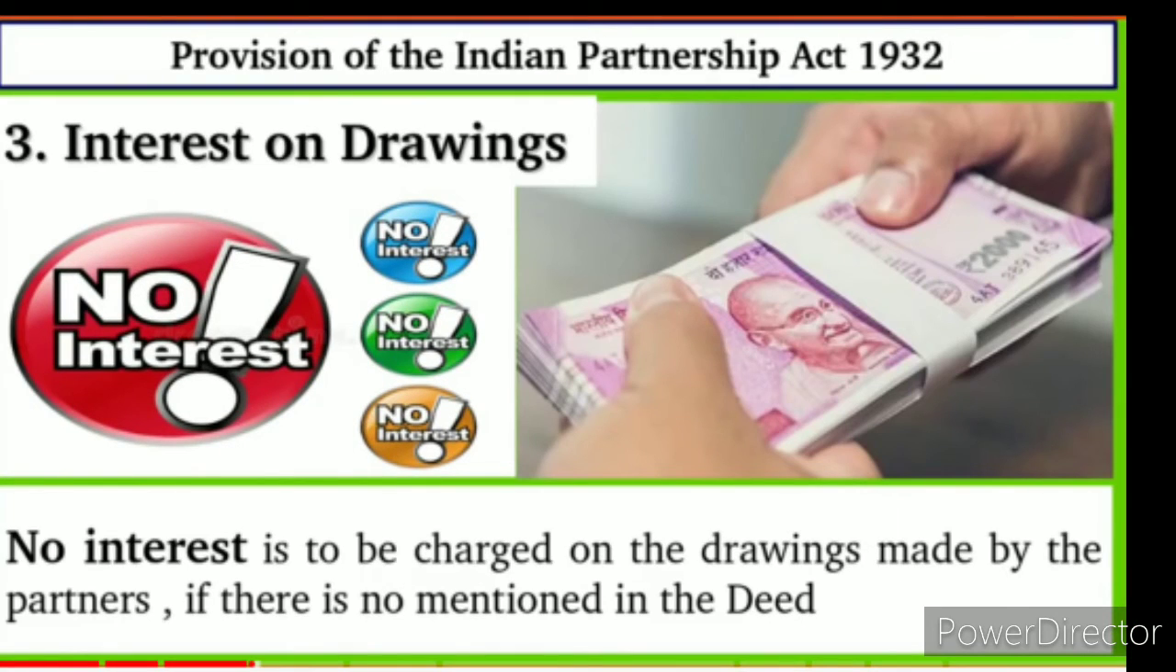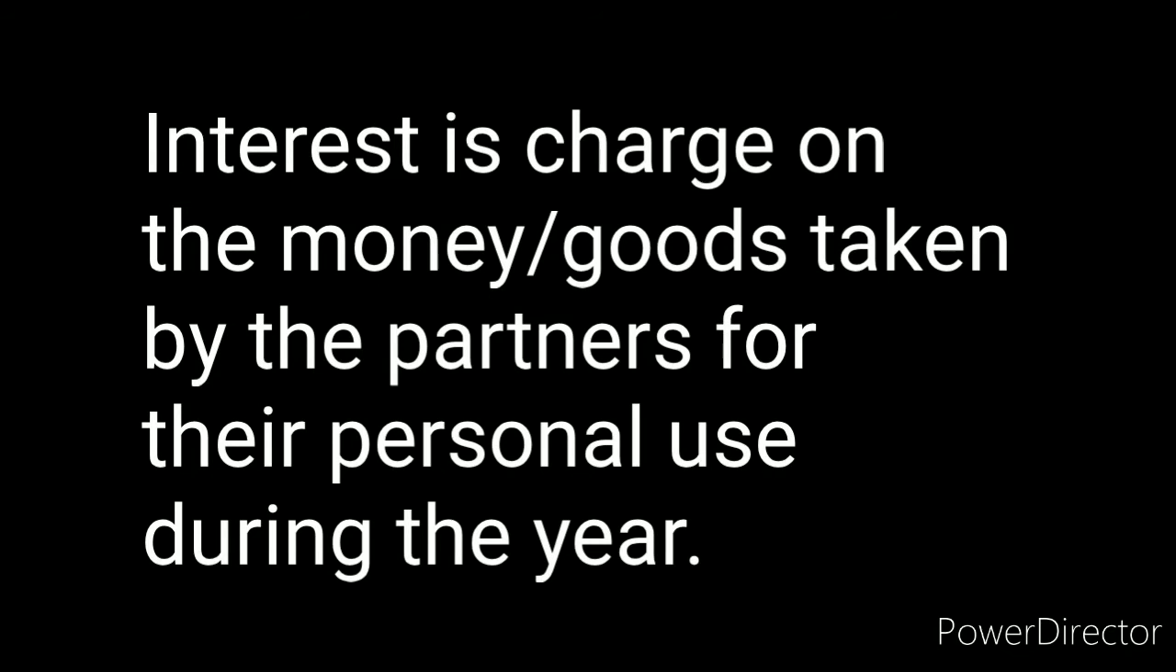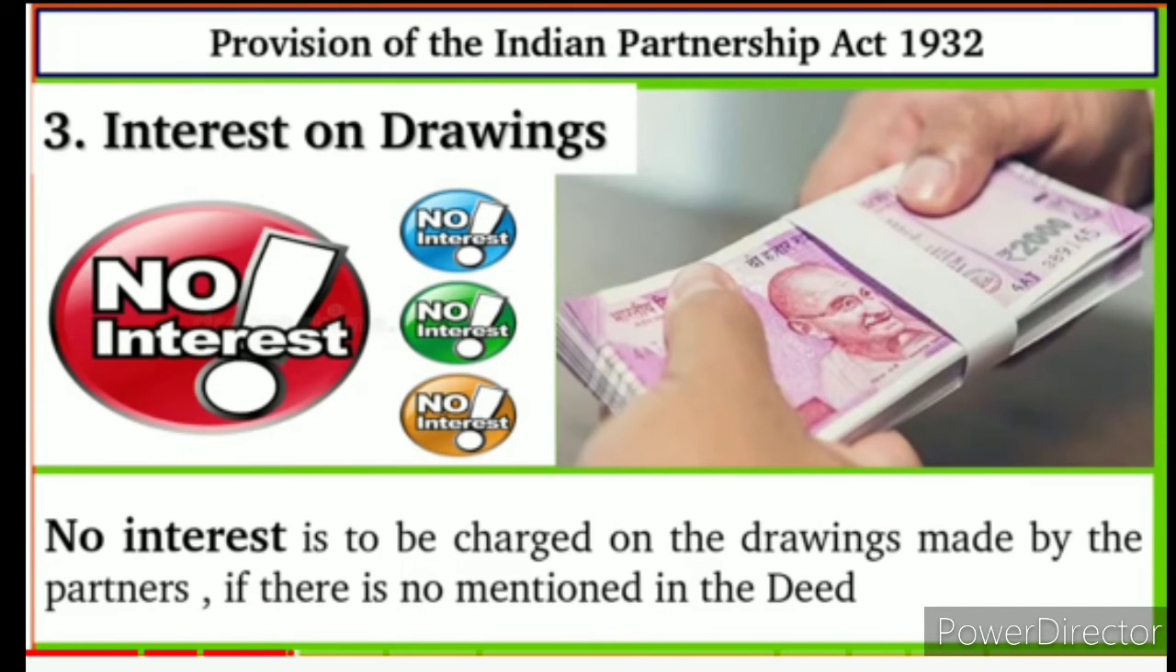Third is interest on drawings. When any partner withdraws an amount in cash or in any other form from the firm for personal use, it is known as drawings. Interest on drawings is charged by the firm on those drawings. There are various methods to calculate interest on drawings. However, the method depends on the information given for the time and frequency of the drawings made by the partners. If there is no mention in the partnership deed regarding interest on drawings, then no interest should be charged from the partners on the amount withdrawn by them.